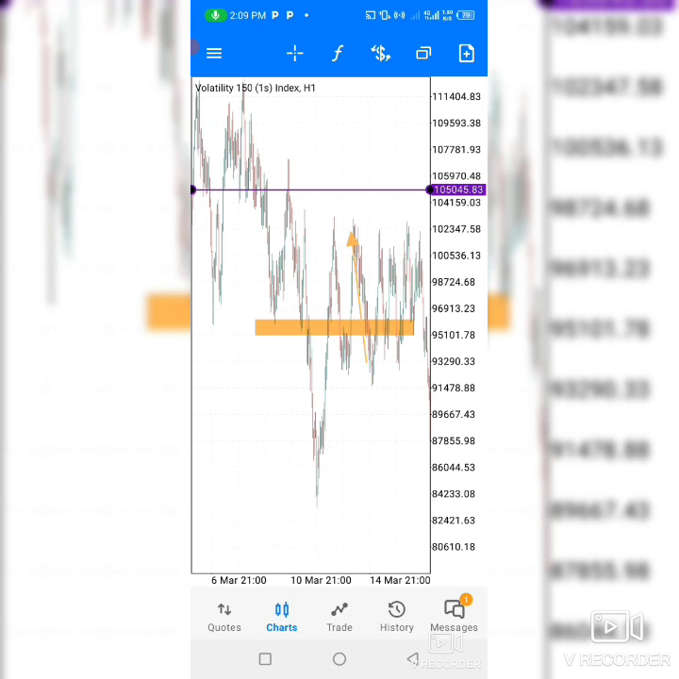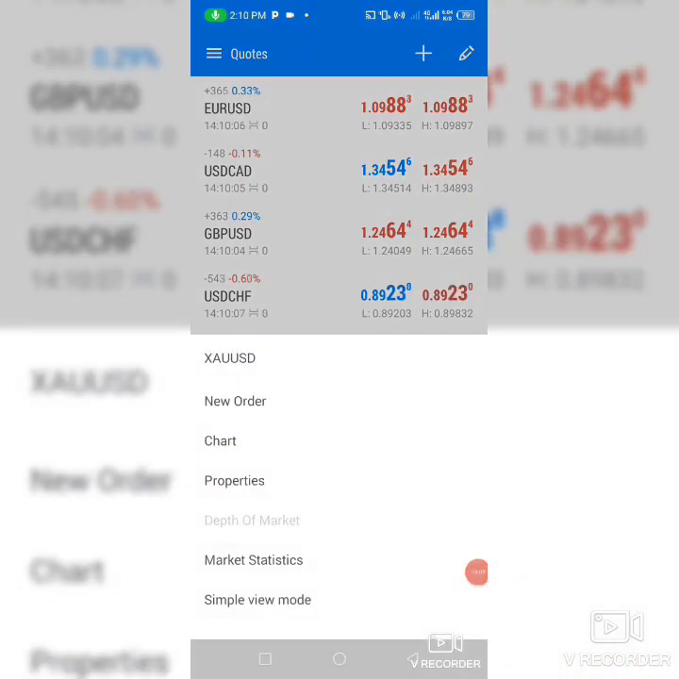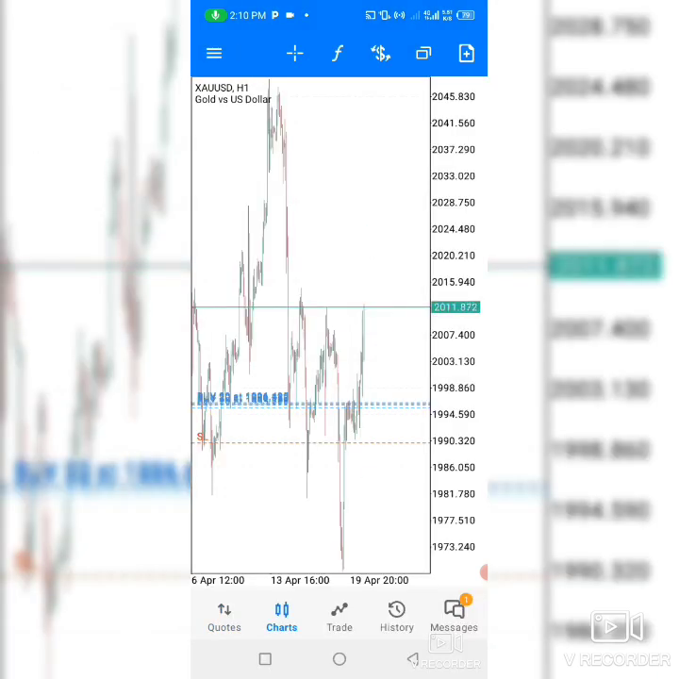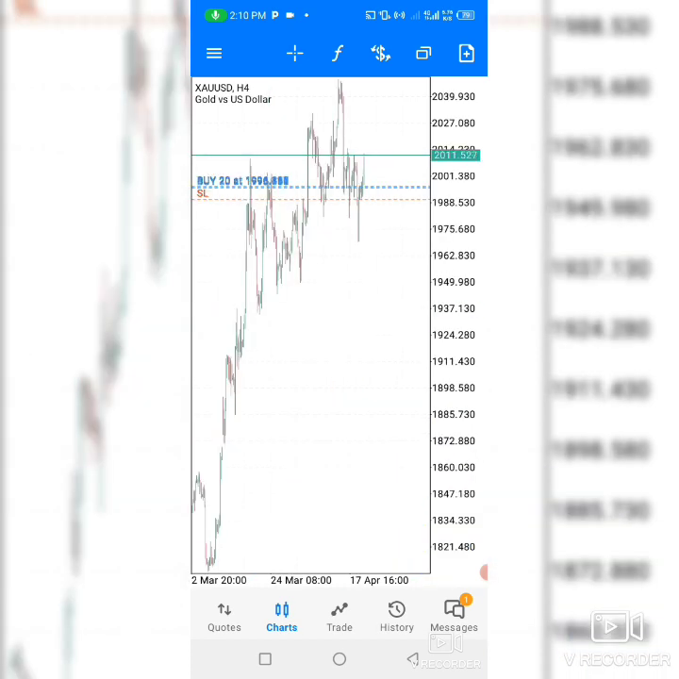So let's go to Forex and see how this thing works. Let's go to the Forex market. We shall use gold and US30. This is gold right here. You have to do your analysis. First of all, you have to do your normal analysis to know where gold is going. Then you have to apply this strategy to escape losses.